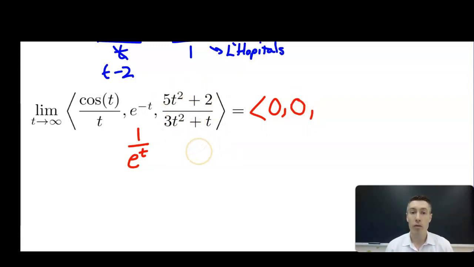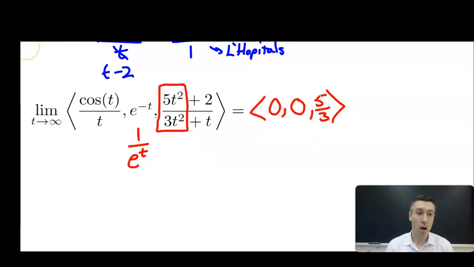And then the third component, we have a rational function, 5t squared plus 2 over 3t squared plus t. Evaluating the end behavior of a rational function, we typically look at the highest degree in both the numerator and the denominator. In this case, they are equal. So if we simplified what's in the rectangle, the limit would be 5 over 3. Your other option there is to do L'Hopital's again, because you would have infinity over infinity, take the first derivative, and then in this case you would actually have to take the second derivative as well, so applying L'Hopital's twice in order to get the limit of 5/3.